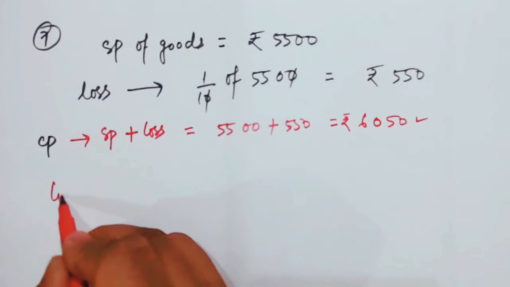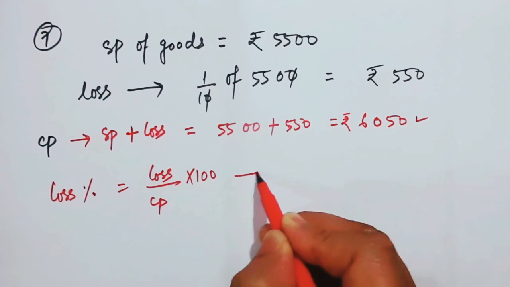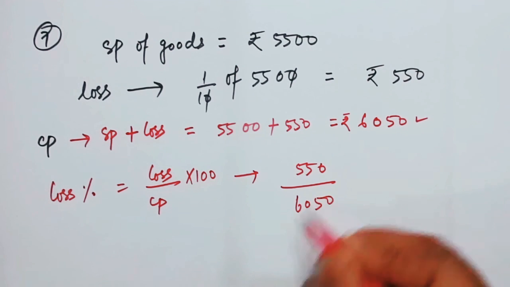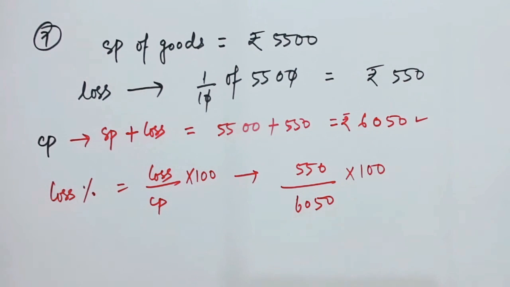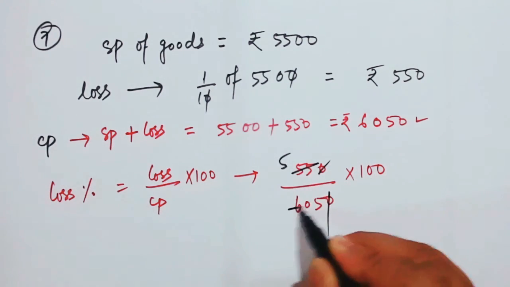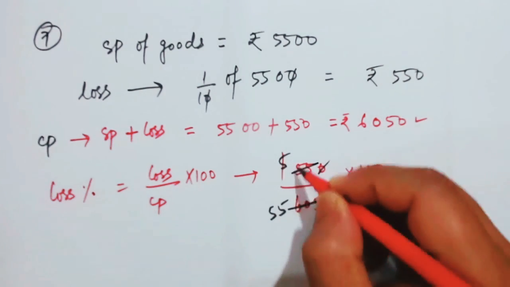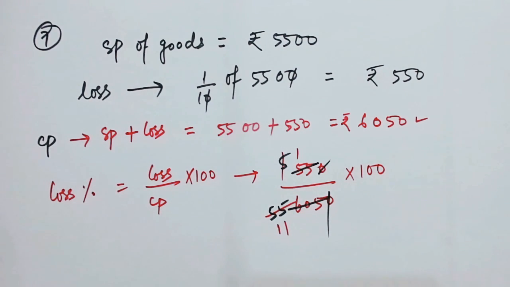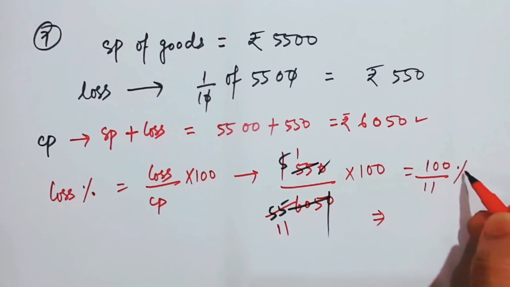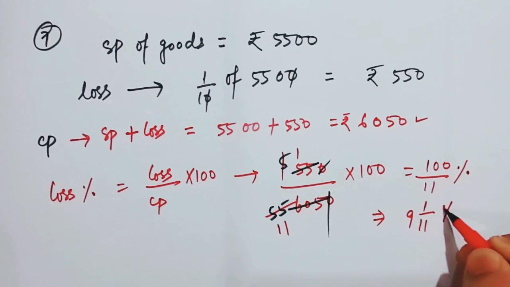So now find the loss percent. Loss percent is equal to loss by cost price into 100. Loss is 550. Cost price is 6050 multiplied by 100. Let me see if it gets cancelled. So this 0 gets cancelled. 11 5s are 55. So 100 by 11 percentage. When you divide it, how much do you get? 11 9s are 99. So 1 by 11 percentage.